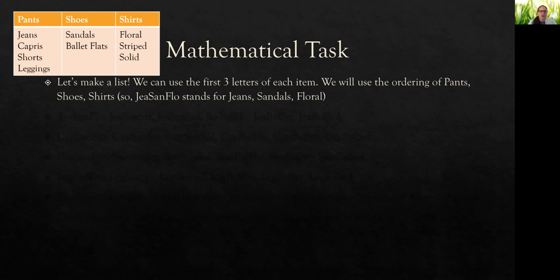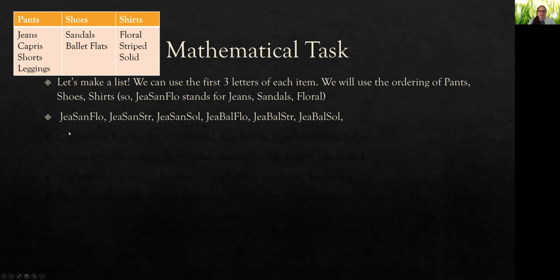We've got 4 different kinds of pants, 2 different shoes, and 3 different shirts. So I'm going to just start by making a list. And so that I don't have to write out the whole word, I'm going to use the first 3 letters. And I'm always going to write pants first and shoes and then shirts. So I've got the abbreviation here, which stands for jeans, sandals, and floral.